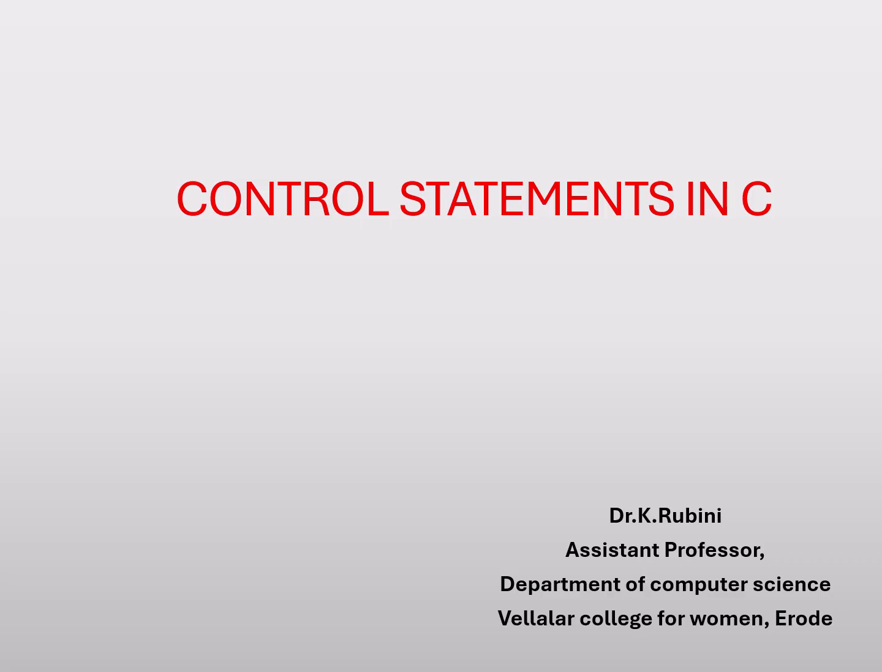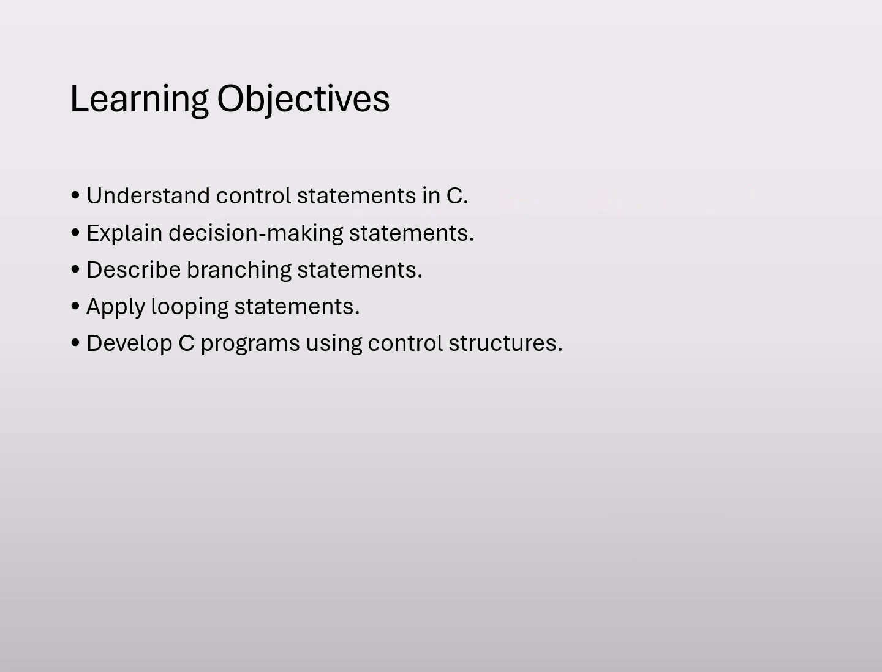In this session we are going to see the topic control statements in C. These are the learning objectives of this topic. First, we understand what a control statement is. There are three types of control statements: decision making, branching and looping. We will learn how these three statements are executed.